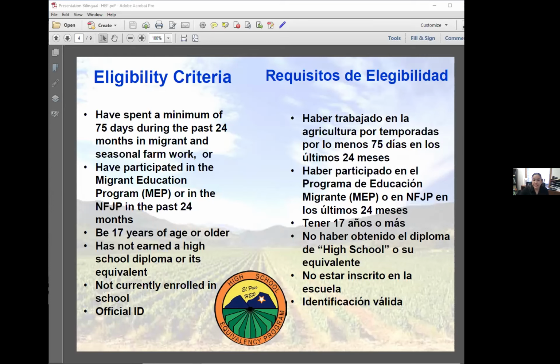Please note that there is no upper age limit. Not be enrolled in a school or have a GED diploma or equivalent. Official ID, like a Texas or New Mexico ID, birth certificate, passport, or matrícula consular.